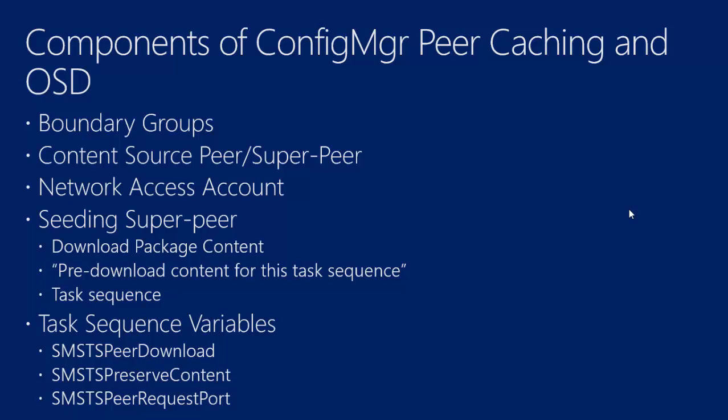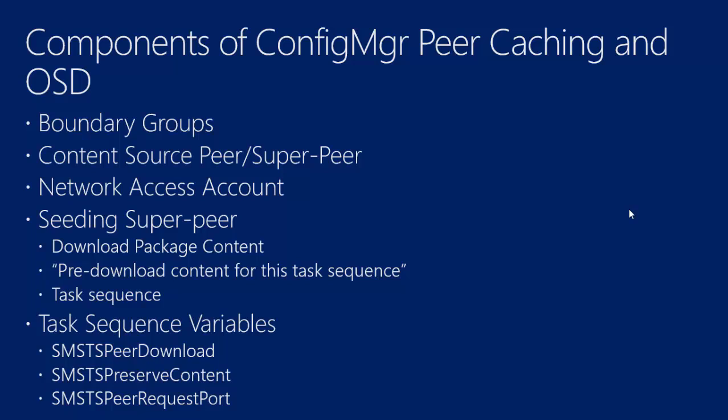Knowing how it works is really important. So basically, the download package content step is used to define content that should be downloaded as part of, or even before, in some cases, the task sequence begins. So this step alone could be used to seed a super peer to enable it to provide content to imaging systems. It doesn't support all content types, specifically doesn't support application content, but up to you. It's a tool in the tool belt.